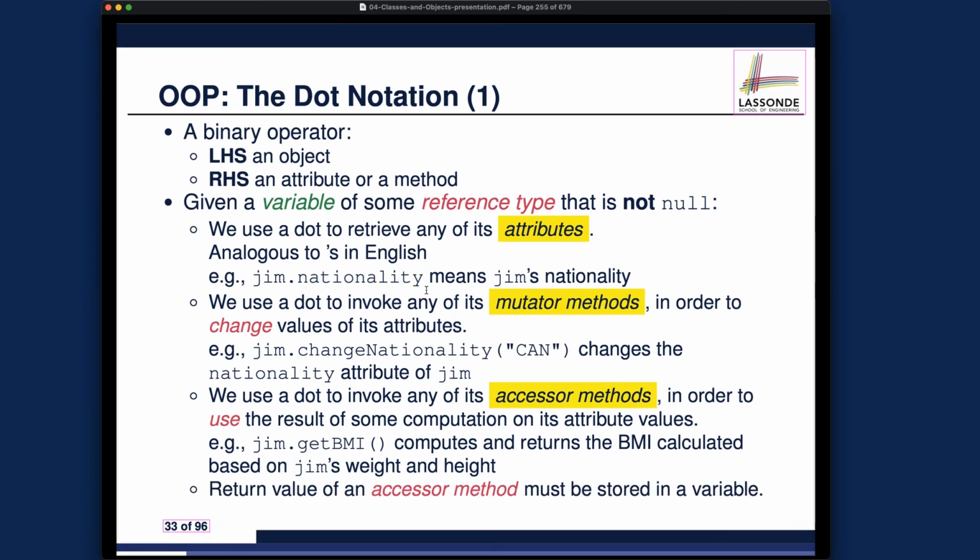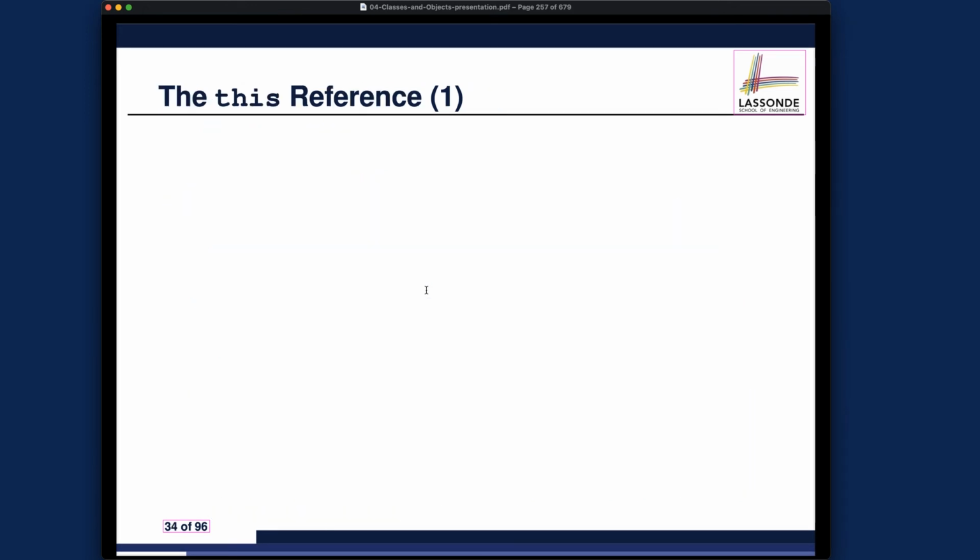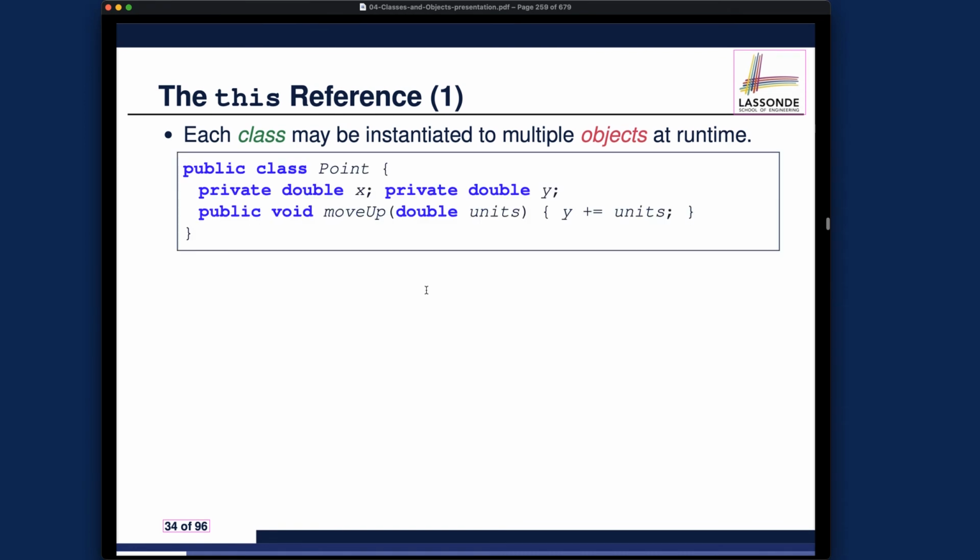All right, and once we've talked about dot notation for the simple usages, let's talk about the this keyword. The this keyword is really important, but let's first motivate why it would be useful. Let's say we've got this Point class over here, and we've got two attributes, x and y, and also some mutator method over here, right? Because the parameter over here does not clash with any of the attribute names, we are okay.